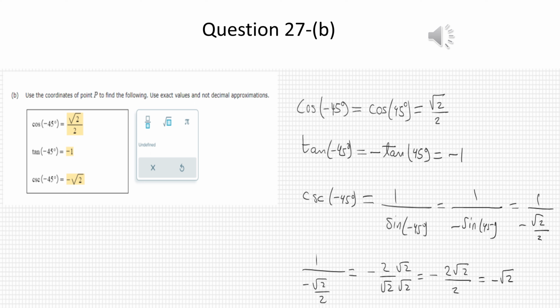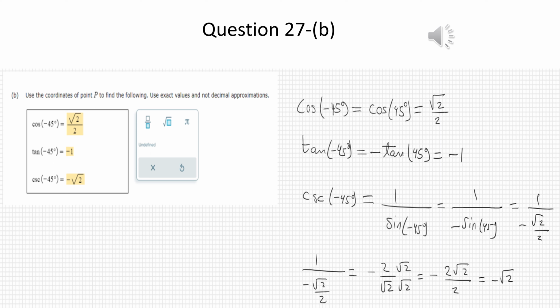Okay, this is easy. Cosine negative 45 degrees. Well, cosine is an even function, so it's positive. Cosine positive 45 degrees is radical 2/2. Tangent negative 45 degrees. Tangent is an odd function, so the negative goes outside. Tangent 45 degrees is 1. Actually, so it's negative 1.